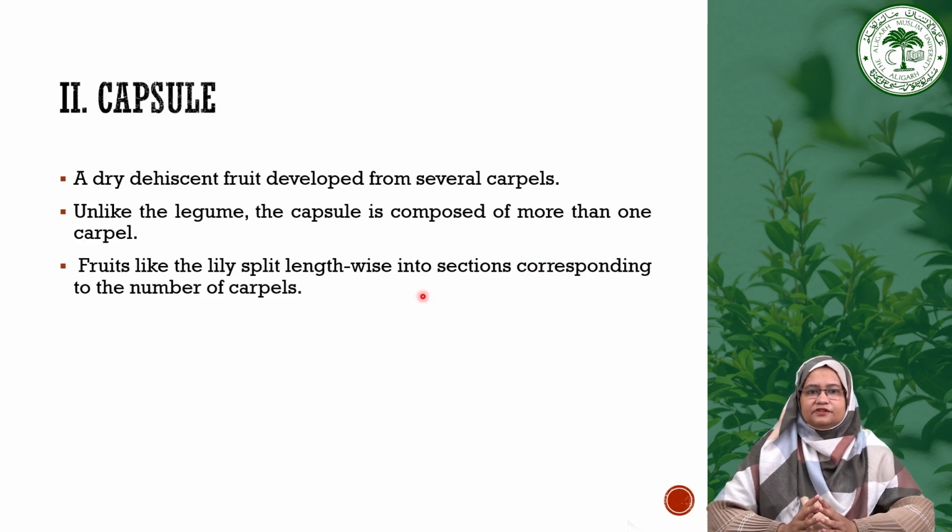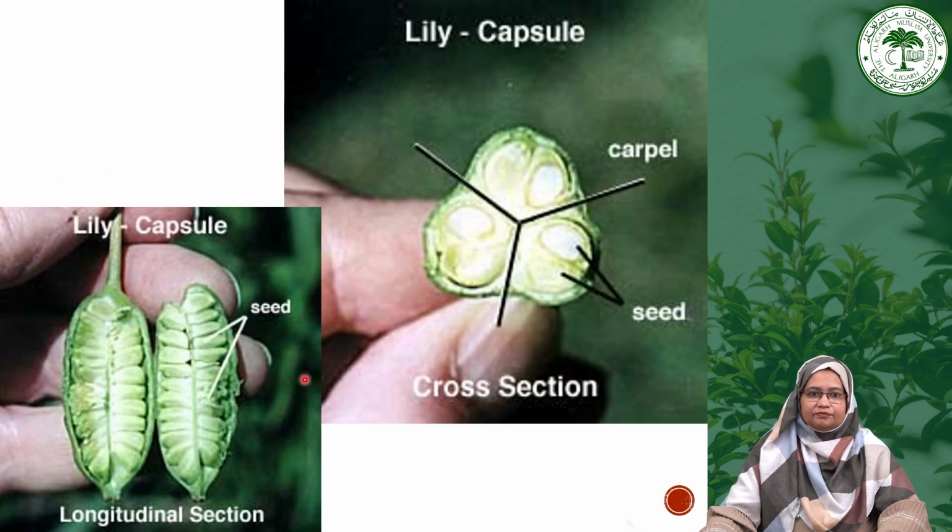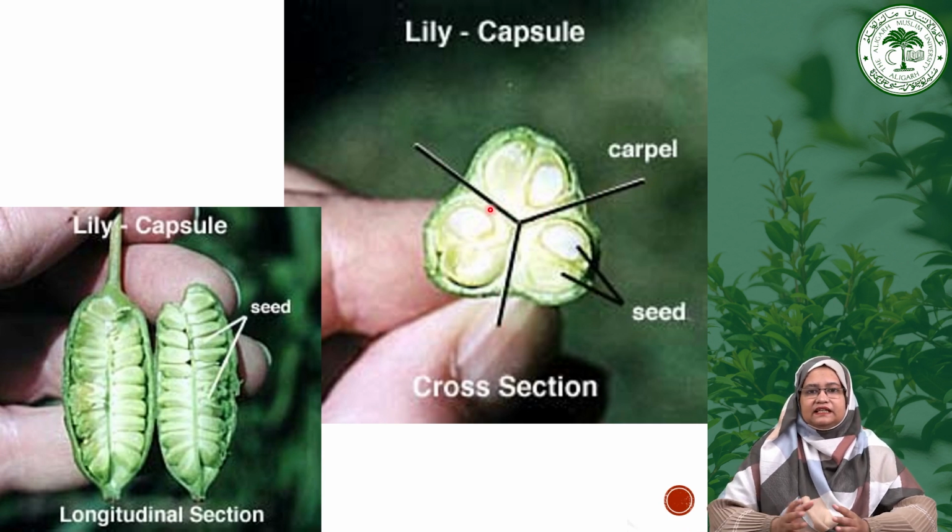Then the second type is the capsule. Capsule is a dry dehiscent fruit developed from several carpels. Unlike the legume and follicle, the capsule is composed of more than one carpel. Fruits like the lily split lengthwise into sections corresponding to the number of carpels. You can see here the lily, this is the cross section, and this type of fruit dehisces along these particular lines, representing the number of carpels present in this lily. As you know, lily has a tricarpellary ovary. So this capsule is developed from a tricarpellary ovary and they dehisce along these three lines of dehiscence.